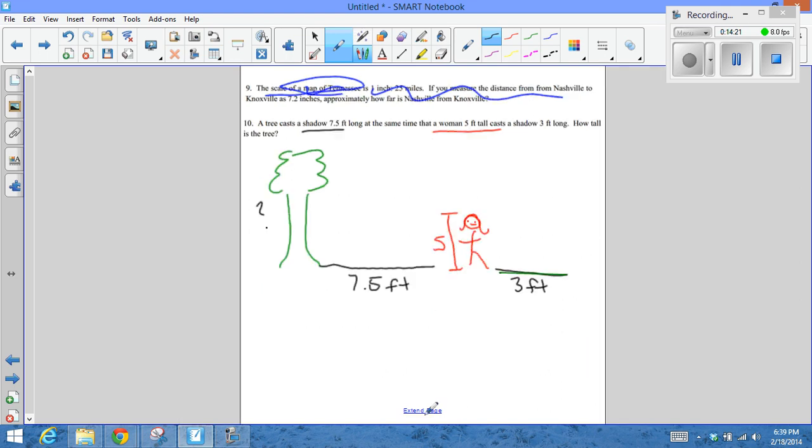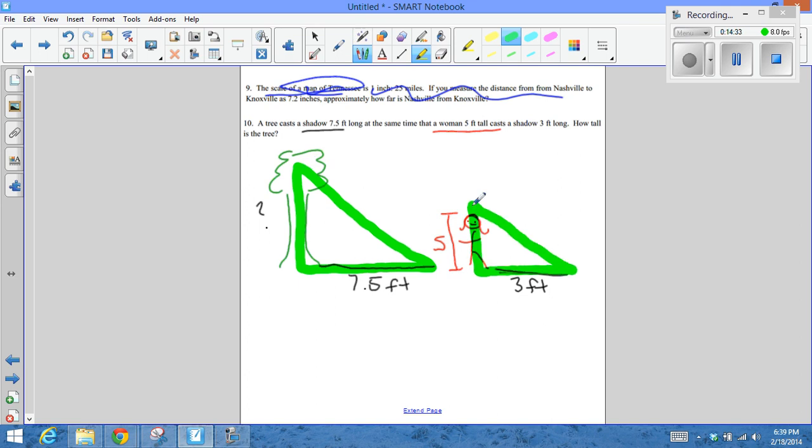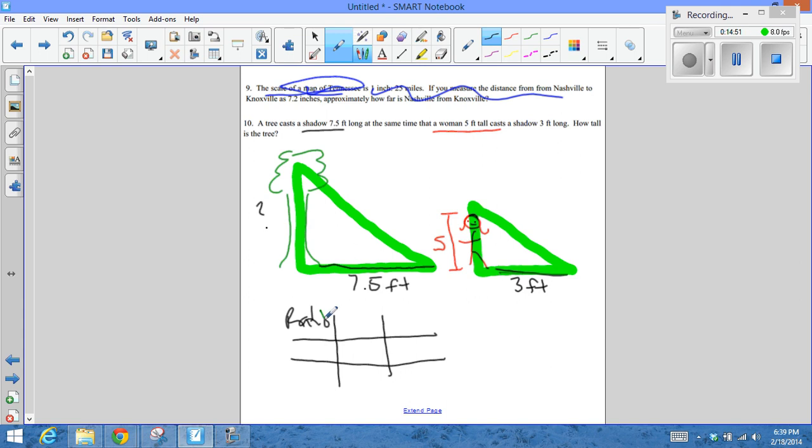Well, that seems to me like it has nothing to do with each other, right? But what this makes is the tree and its shadow make a triangle. And so does the girl and her shadow. And what we have are 2 proportional and similar triangles. So I can set up a proportion. So I'm going to draw my little box. Now this time I'm going to be comparing my ratio, what I'm going to compare. I'm going to compare the girl to the tree. Okay? And I'm going to compare the height to the shadow.